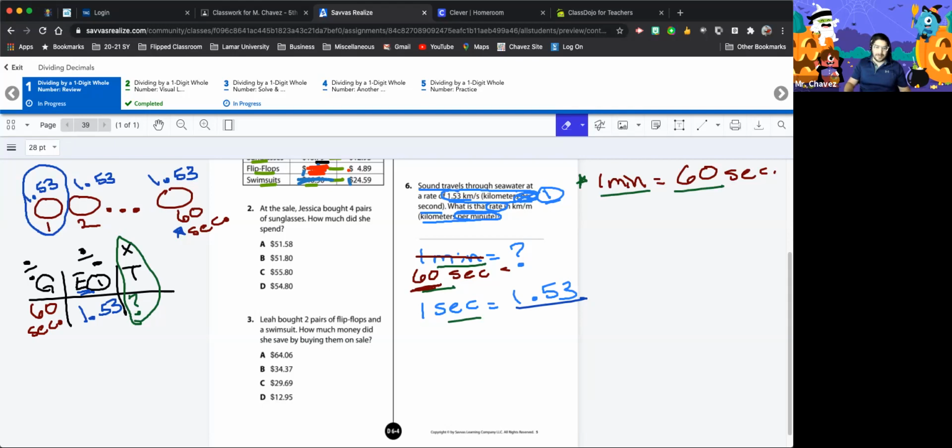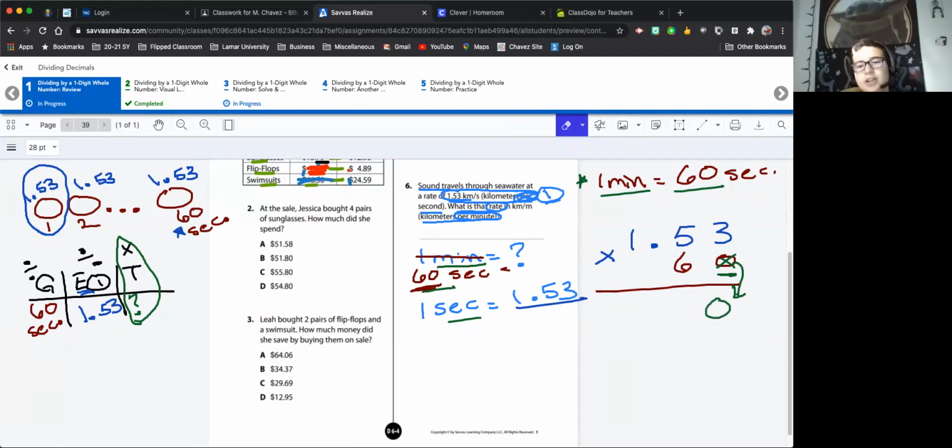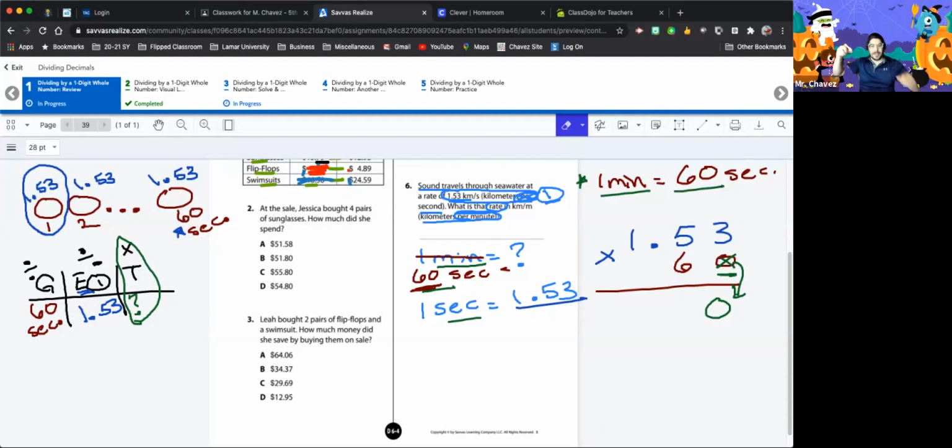So we can multiply, and let me change my colors. We can do 1 and 53 hundredths times 60 seconds. I can do a trick with the 0. Look, there's a 0 there. I can drop it down. Automatically drop down your 0. Yep, drop the little egg. Bloop. I dropped the egg, and look what I have now. 1 and 53 hundredths times 6.